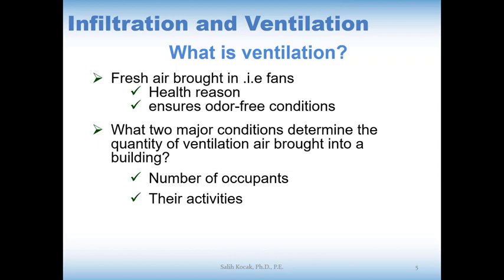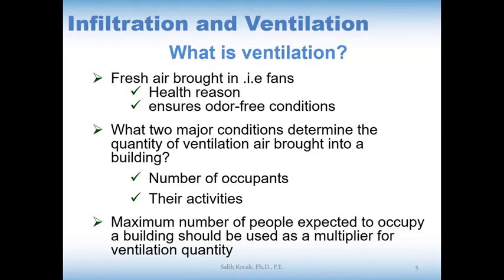And the maximum number of people expected to occupy a building should be used as a multiplier for ventilation quantity. This is exactly as I just said. Like, let's say that the maximum number of people who can use a gym is 500 people, so 500 times, it's gonna be more than 15 this time because of the activities involved also. So it's gonna give us the maximum ventilation quantity. Okay, so how much ventilation needs to be provided.